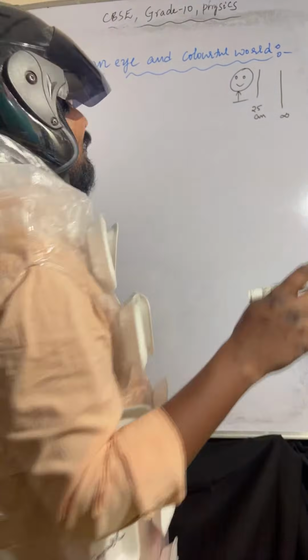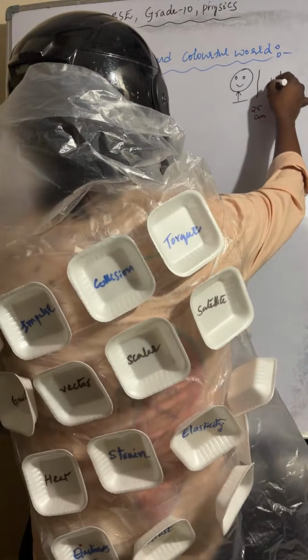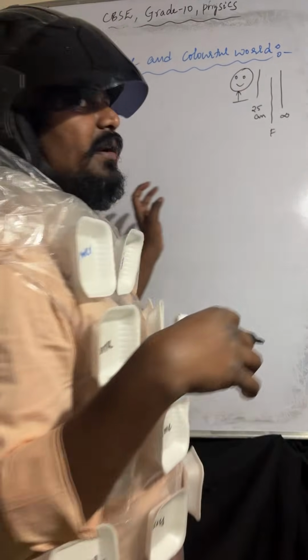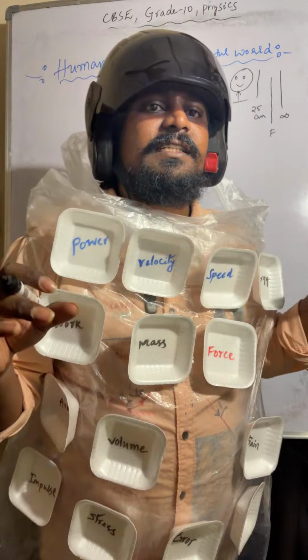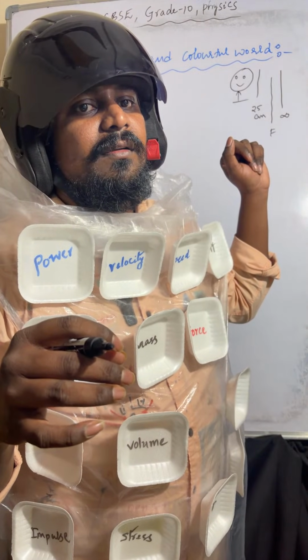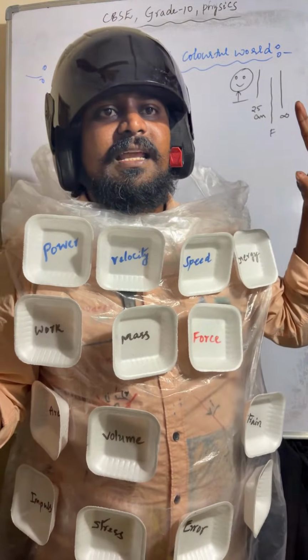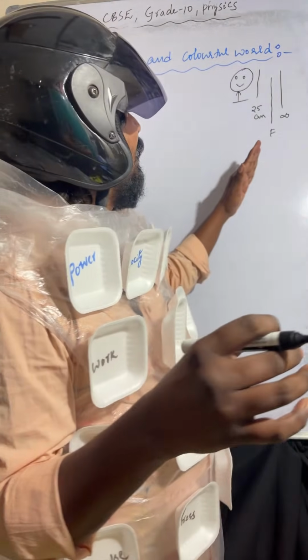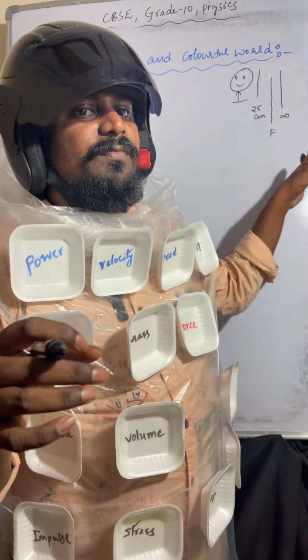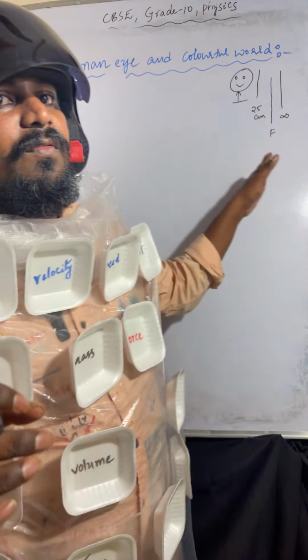Here you can see, this is the far point. The person can see clearly up to the far point. Understood? So this is the far point we can observe.